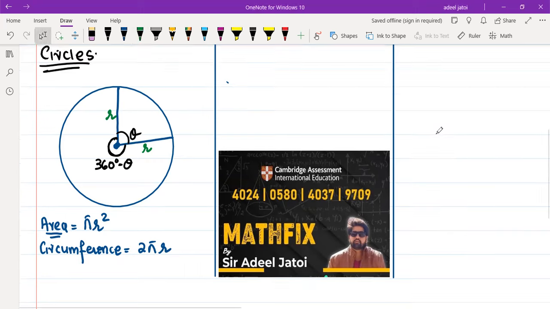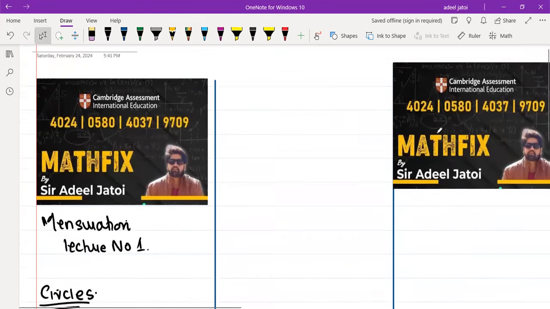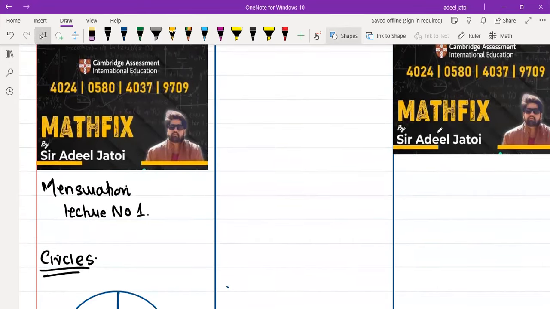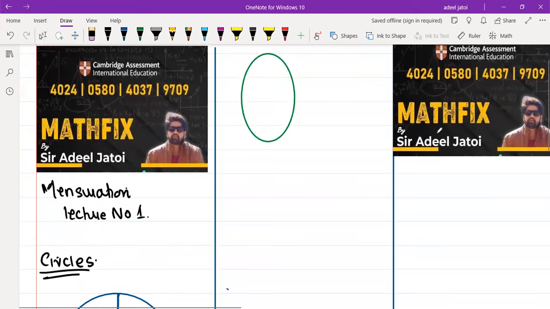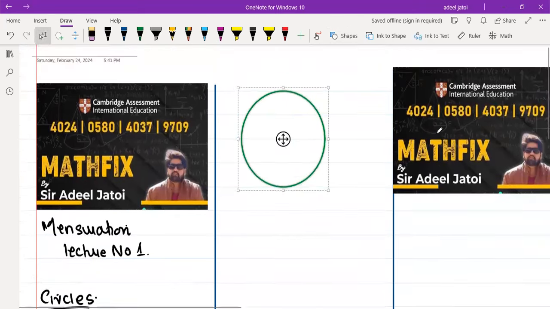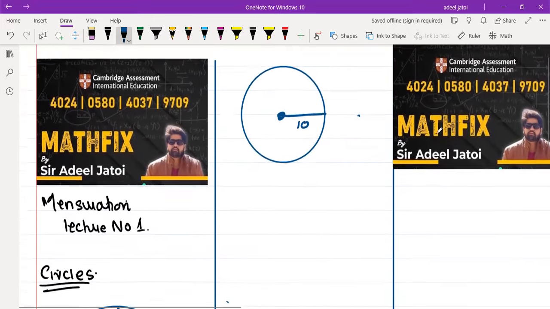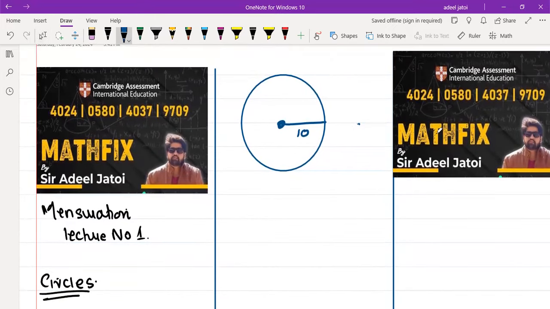Now, this is your area, that is pi r square. Then the circumference, that is 2 pi r. Now, let's just say that we have a circle. Let's just draw a circle here. This circle has a radius of, let's say, 10. Nothing else is given, it's just the radius. When the radius is given, we can find out the area. So, area is pi r square.